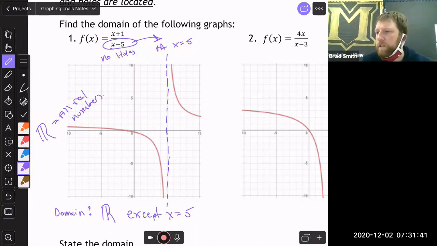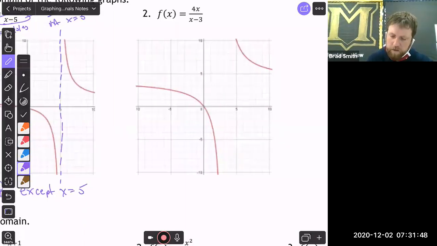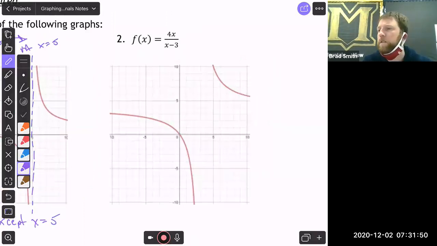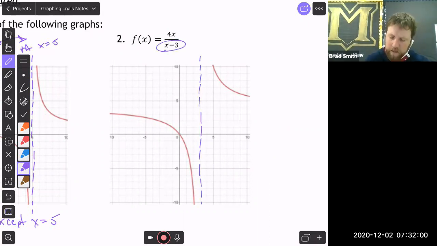All right, let's look at the next one. So over here, does anything cancel? No. So we're good to go here. X is equal to 3 is my vertical asymptote. So 1, 2, 3. I can get you a sketch here so you can see it. No holes. So I have a vertical asymptote at x is equal to 3.